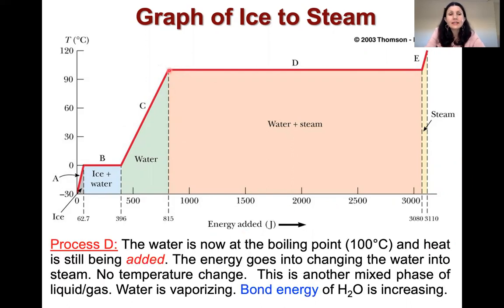Now process D, here we can see that it's a flat line. So we're staying again at a constant temperature. So as we're adding energy, there's no change in temperature. Where's all that energy going? It's going into breaking bonds. So again, we have bond energy, which is increasing.